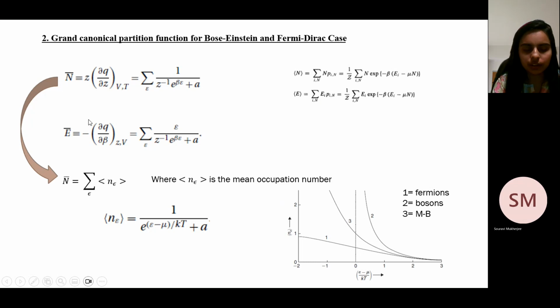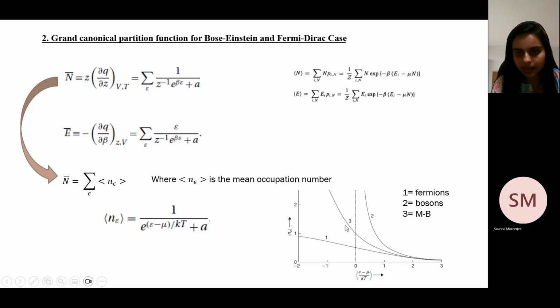So if you look at this definition of average energy or average number of particles, this is how the number of particles is defined. So here, this term, 1 by z inverse e to the power beta e plus a, this is the mean occupation number.